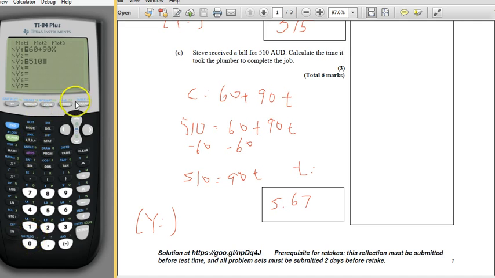510. Okay, and then I'm going to graph them both. And then they're going to intersect. Where this line intersects y equals 510 is this intersection point. But we want to know what this intersection point is.